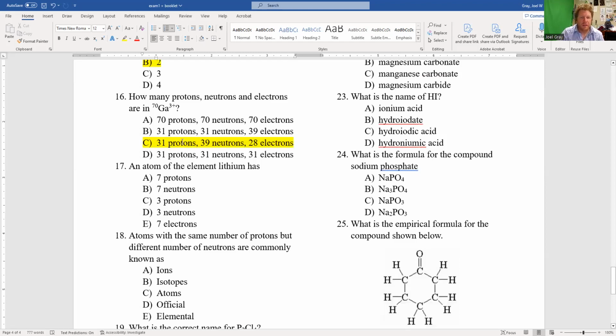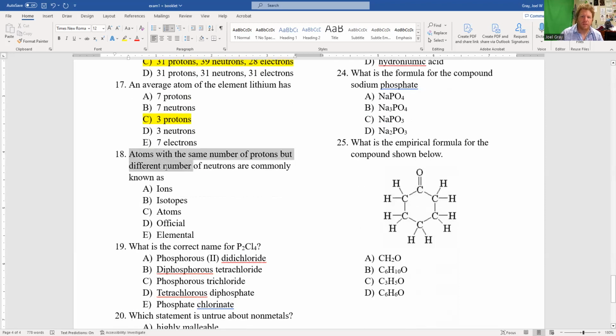An atom of the element lithium has, okay, so lithium has an atomic number of 3, so it has 3 protons. Does it have 3 electrons? It doesn't. Generally, you can look at the average atomic mass, and it's going to be 6.94. So I'm going to go ahead and add a word, an average atom of lithium with an average atomic mass of 6.94. That's roughly 7. So that's going to be 4 neutrons as opposed to 3 neutrons. So your correct answer is C.